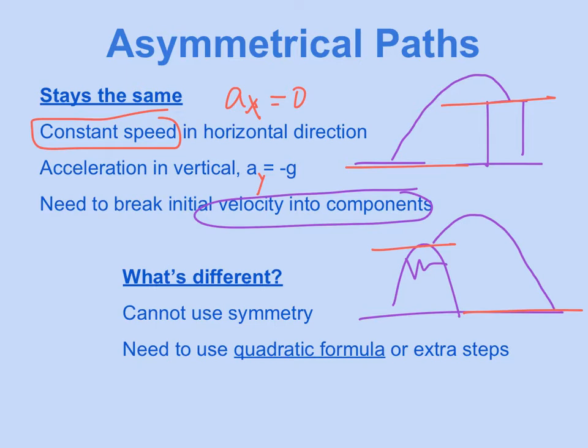What's different though is, unlike some of our earlier questions, you cannot use symmetry. Because the object does not start and end at the same level, it does not take the same amount of time to go up and to come back down. And the speed is not the same at the beginning as at the end. So definitely keep that in mind. And although the example that will be shown in a minute does not use the quadratic formula, there are many situations where that's going to be necessary. So just be ready for that.